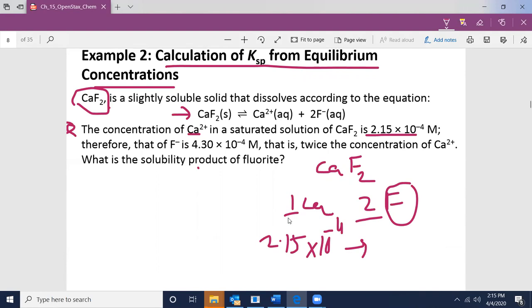Isn't it in the problem, or am I misreading that? What is in the problem? Or, well, isn't it 4.3 times 10 to the negative 4? Yes, this is given here. I'm just trying to confirm the number. Okay.